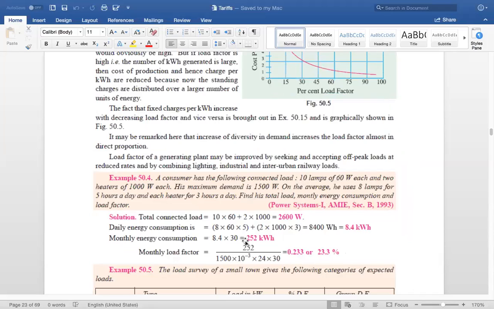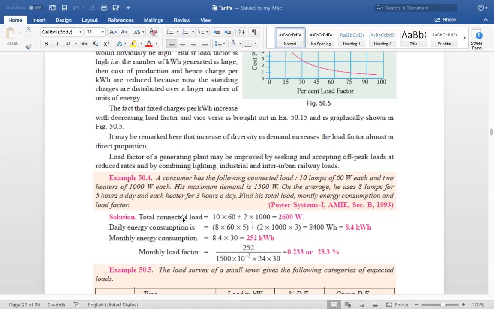So let's look at another example. The consumer has the following connected load: 10 lamps of 60 watt each and 2 heaters of 1000 watt each. The maximum demand is 1500 watt. On average, he uses 8 lamps for 5 hours a day and each heater for 3 hours a day. Find the total load, monthly energy consumption, and the load factor.